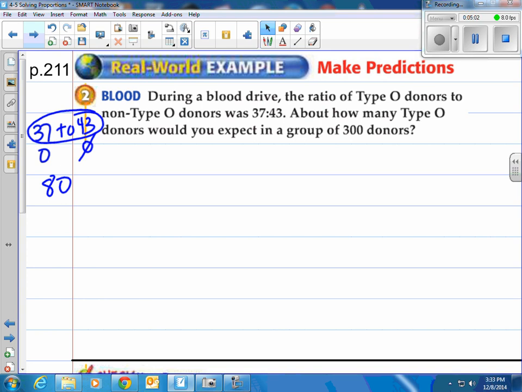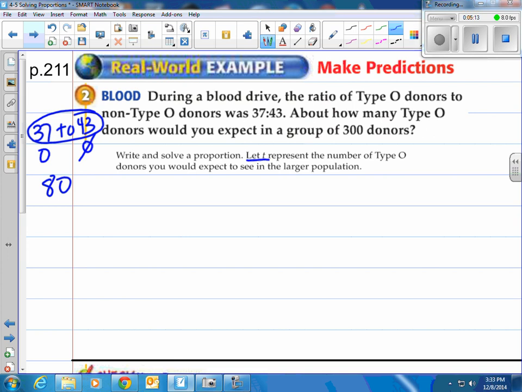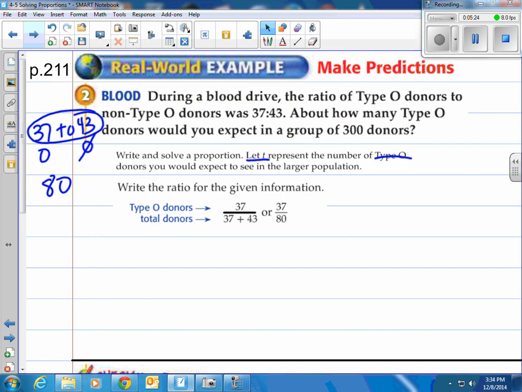All right, so let's find out. If we had 300 donors, how many type O donors would we have? Write and solve a proportion. Let T represent the number of type O donors. So we're going to use T for type O donors. And how many would you expect to see in a large population, or 300 people here, 300 donors? Well, write the ratio for the given information, and that's where that 80 comes into play. We got 37 type O donors, and then we have a total of 80 donors that we're looking at. 37 of them will be O, and then the other 43 will be non-O. So the number we're going to use is going to be 37/80ths.